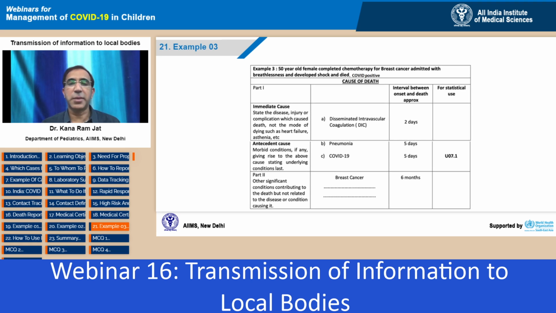Here is one more example. A 50-year-old female who received chemo for breast cancer, admitted with breathlessness, developed shock and died. COVID was positive. Here C, B, A are COVID-19, pneumonia, and DIC respectively. Breast cancer will be under part 2, that is other significant condition.